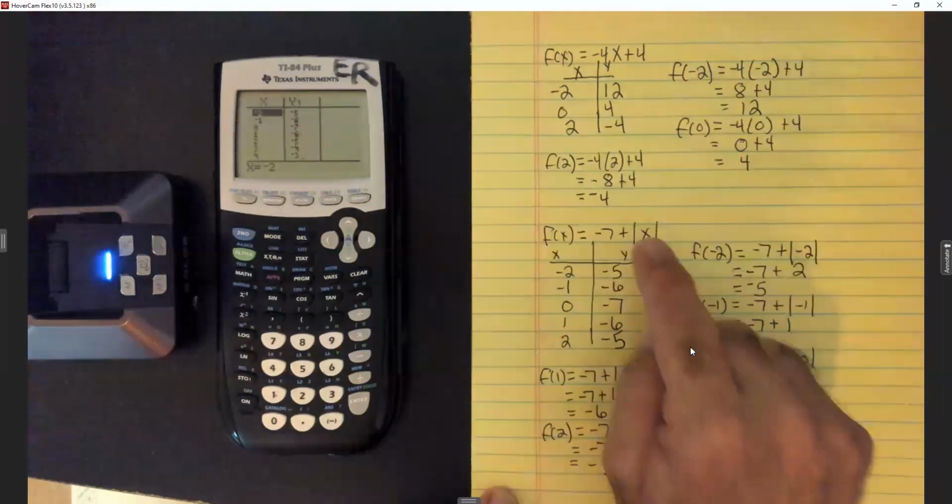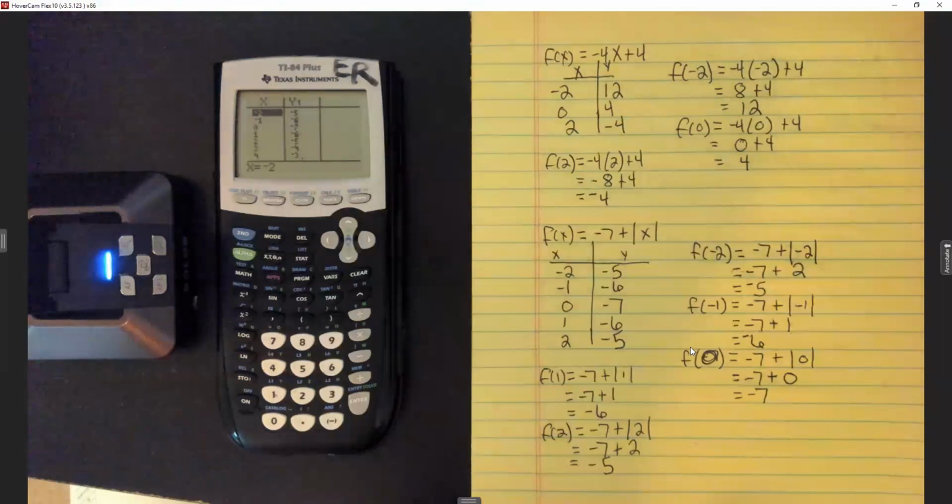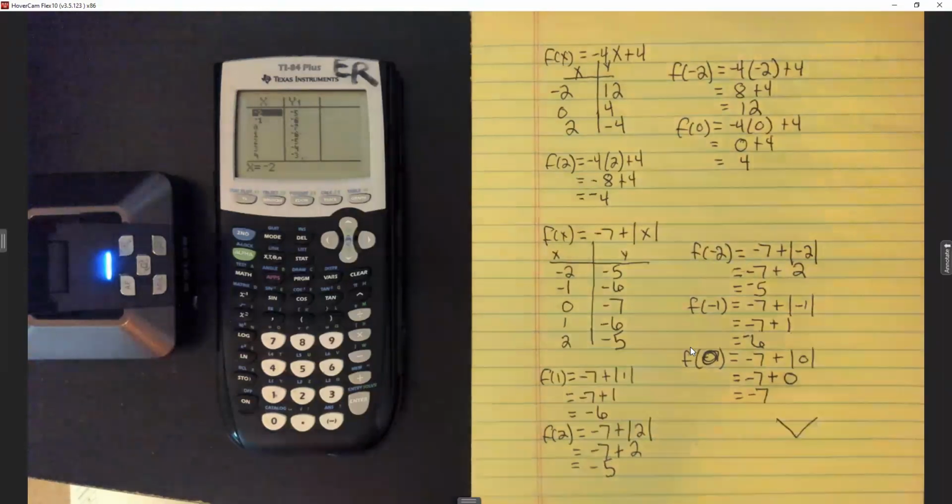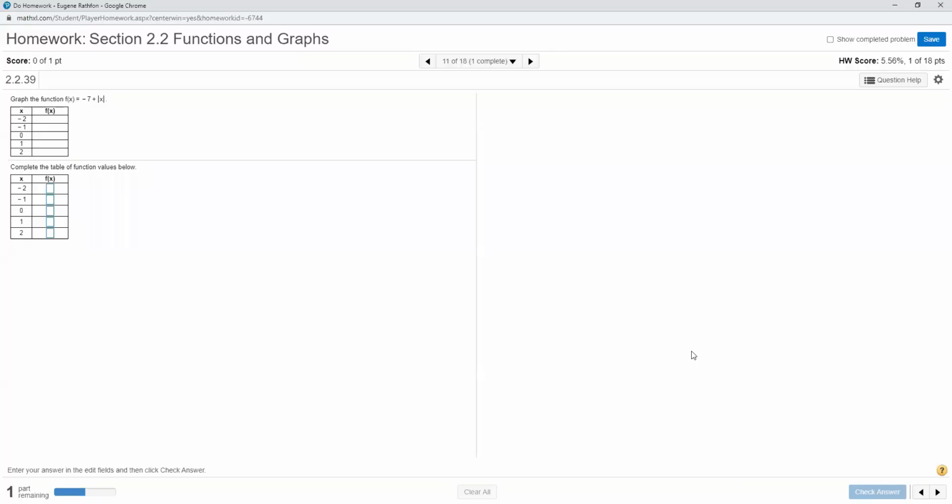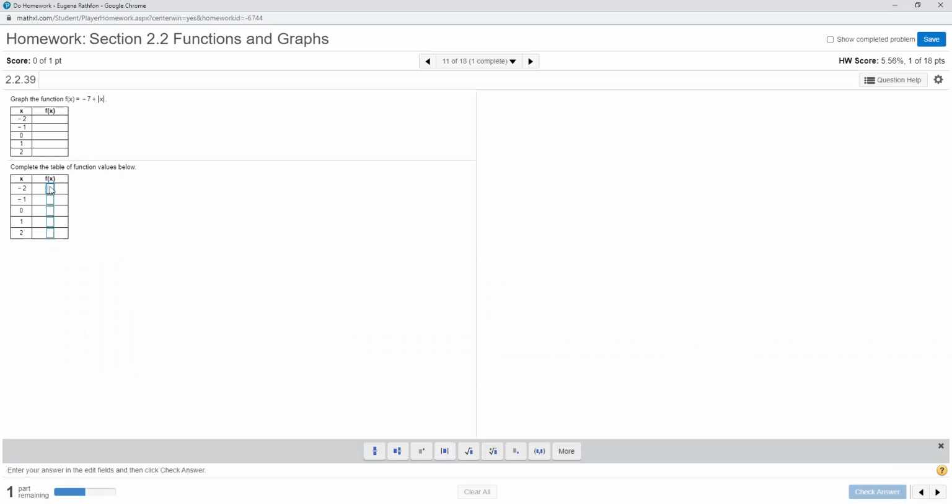Absolute value, when you do the math lab, you got to choose the tool that looks like a V. So let me go to the math lab. All right, so y'all should see the math lab now. So what we're going to do is put in these numbers we just got. So at negative 2, I had a negative 5. At negative 1, I had a negative 6. Then I had a negative 7. Then I had a negative 6. And then I had a negative 5.